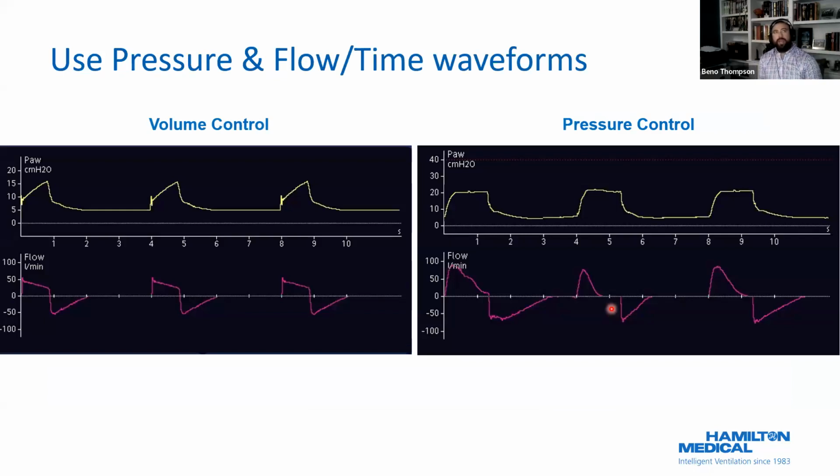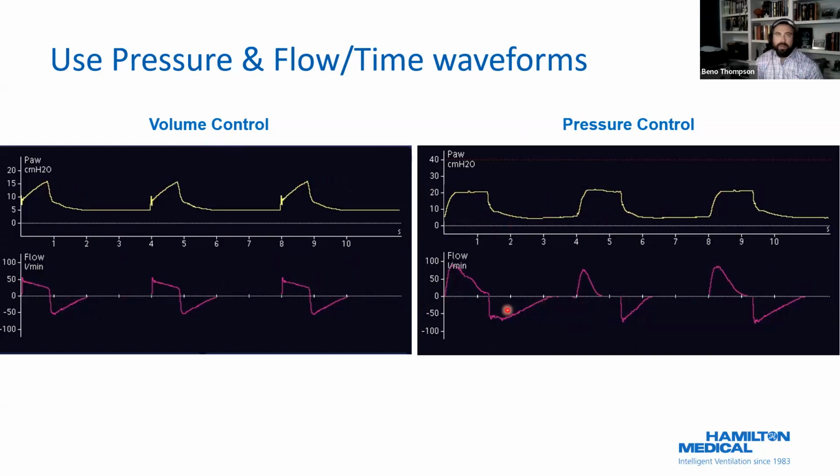Now, looking at the pressure and flow time waveforms, we have volume control over here, pressure control over here. You can tell because flow is fixed. It's the same on every single breath. It might vary a little bit on the pressure scale, right? Whereas pressure control, pressure is fixed. It's the same every breath. But airflow is wildly different from breath to breath, okay?